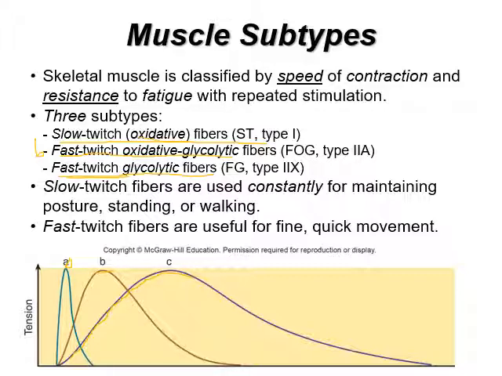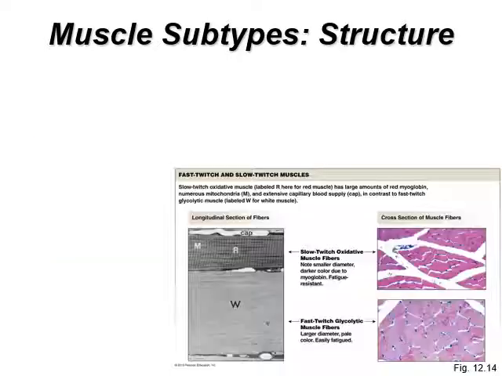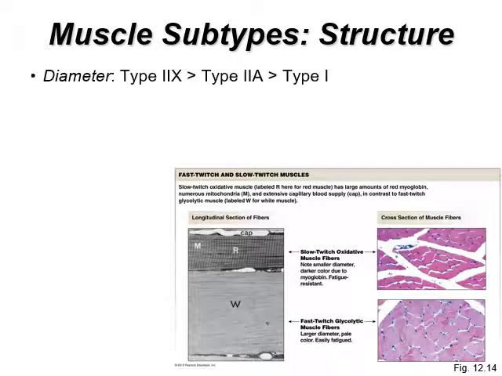But also the energy they use is a key component, because usually the faster the twitch, the less fatigue resistant it is. Looking at some characteristics of the muscles, you can see the fast twitch have a greater diameter, where the slow twitch are smaller diameter, so produce less force.